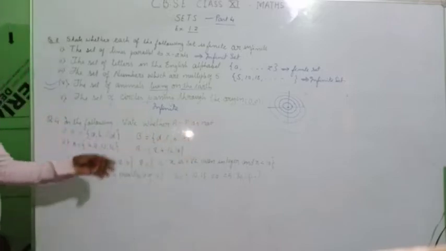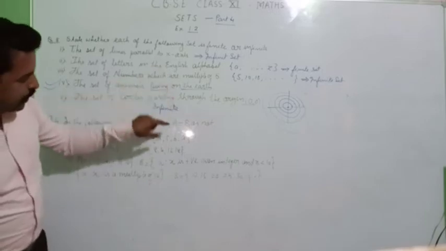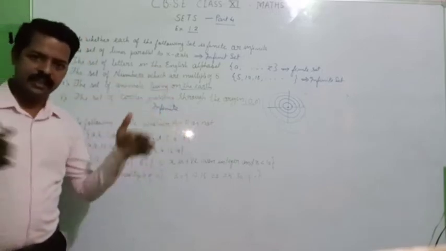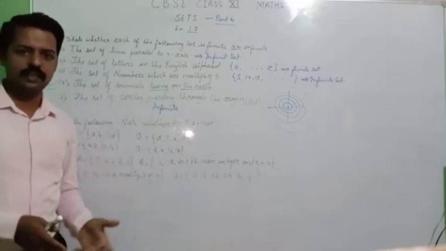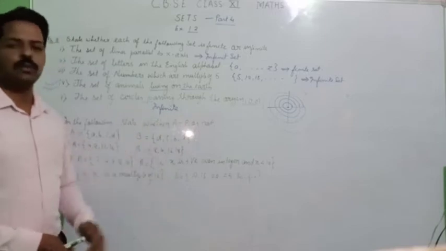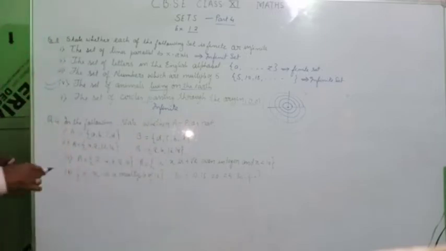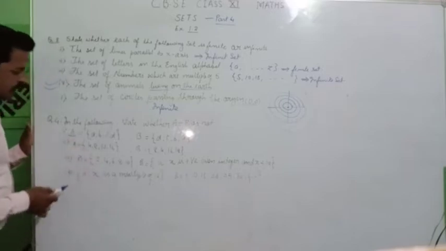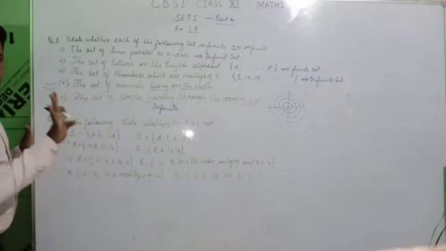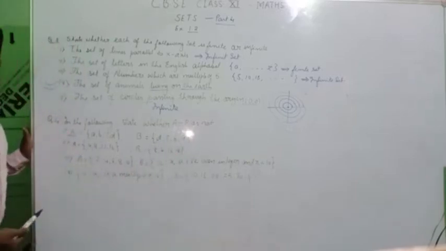Just recall, when I was teaching equal sets, I told you, if the number of elements present in set A and the number of elements present in set B are the same, and the elements are also the same, then A and B are equal sets. Now see, A has elements a, b, c, d. How many elements? 4 elements. B is also having 4 elements. So there are chances they may be equal sets.